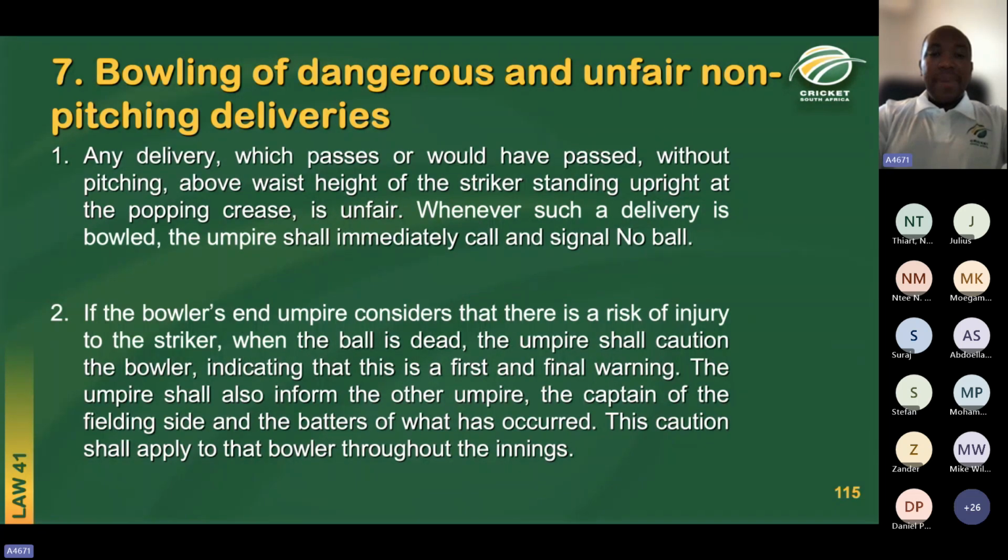If the bowler's end umpire considers that there is a risk of injury to the striker, when the ball is dead, the umpire shall caution the bowler, indicating that this is a first and final warning. The umpire shall also inform the other umpire, the captain of the fielding side, and the batters of what has occurred. This caution shall apply to that bowler throughout the rest of the innings.